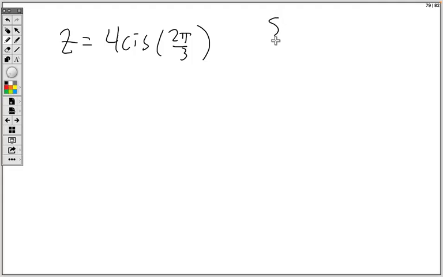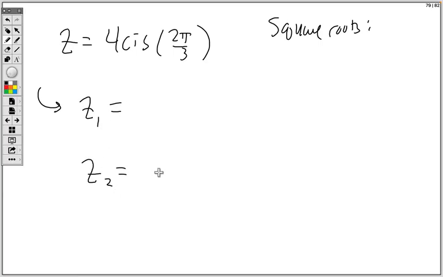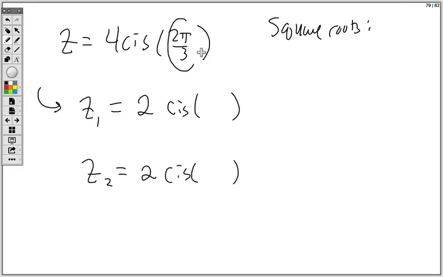So I want the square roots. To get the square roots, I'm going to get two of them. I'll call them z1 and z2. I'm going to take the square root of the modulus. So 4, the square root of that is 2, cis. And I'm going to cut the angle in half. So I'm going to divide 2 pi over 3 by 2. That's going to give me pi over 3.